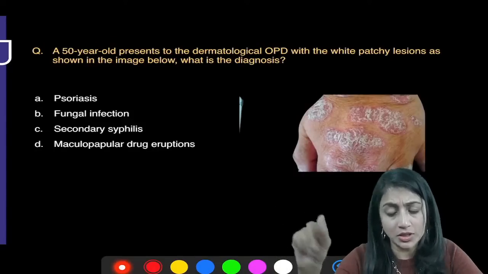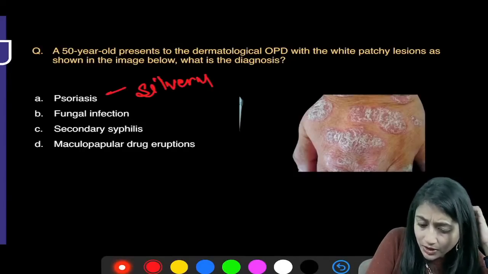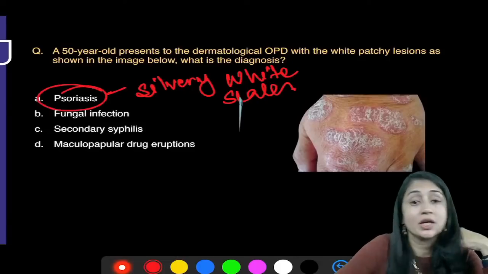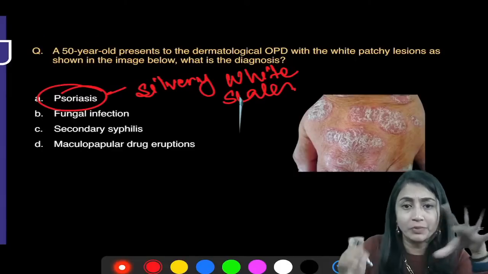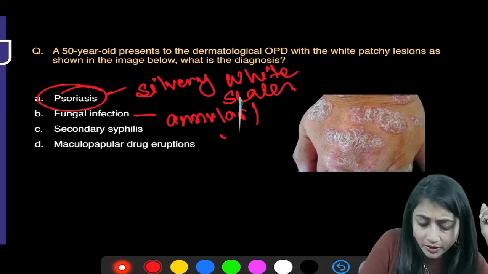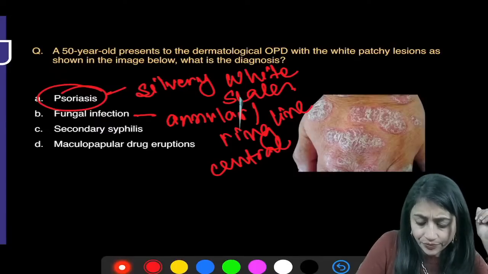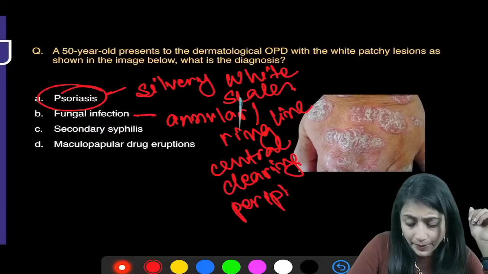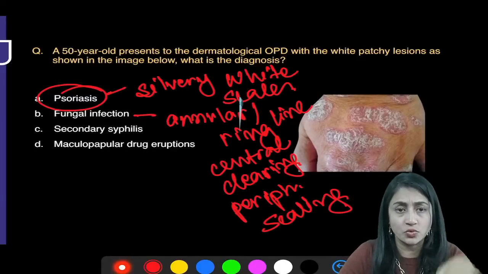If this was mentioned in the description, that you had silvery white scale, whenever in dermatology they talk about silvery white scales, you do not have to think anything but psoriasis. Okay. Now, let's look at the other options. Fungal infection, if it would have been given here, they would have said either annular or ring-like lesion with central clearing. There can be scaling, but it would be in the periphery. So peripheral scaling or peripheral crusting may be there. If that was there in the options, this would be the answer.